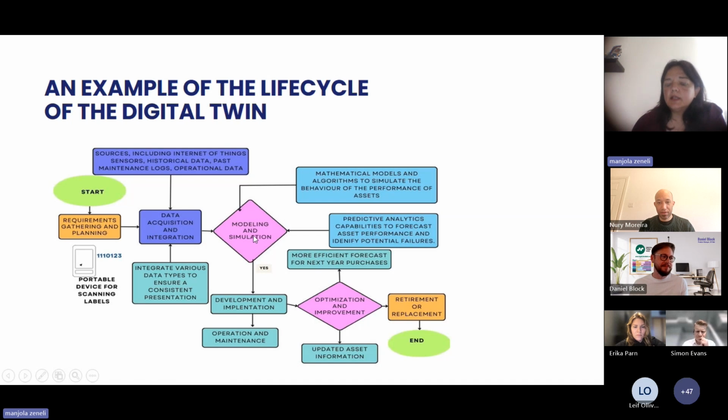The next step is modeling and simulation. Modeling and simulation can be done via mathematical models and algorithms that simulate the behavior and performance of the assets, and predictive analytics capabilities to forecast asset performance and identify potential failures. Then we have development and implementation, and optimization and improvement. This brings a more efficient forecast for next year's purchases and updated asset information. The final step is retirement or replacement, which creates an overview of the assets in the port.